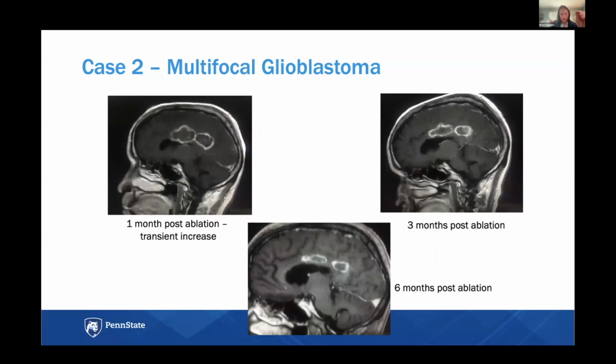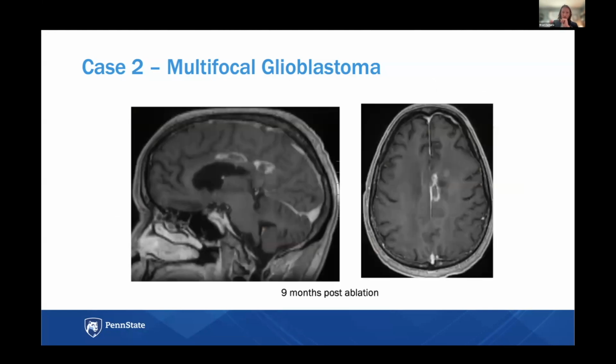At 1 month after, you see a transient increase with some increased edema. And then you see the 3 and the 6 month, and really remarkable benefit. And these are really relatively low morbidity procedures with minimal interruption, again, of systemic therapy, chemo, and radiation. And this is 9 months post-ablation in that patient.